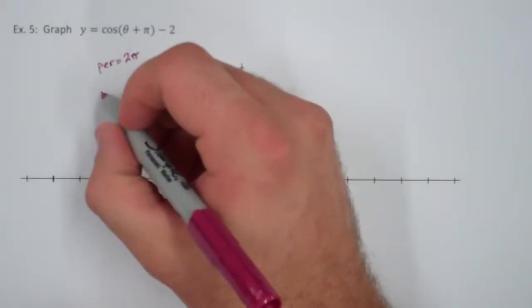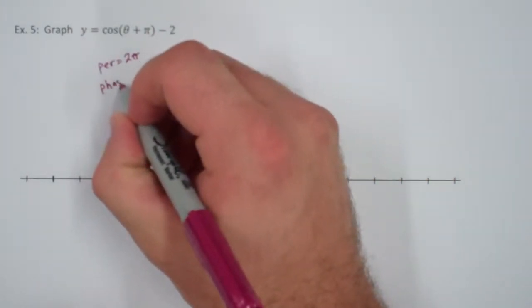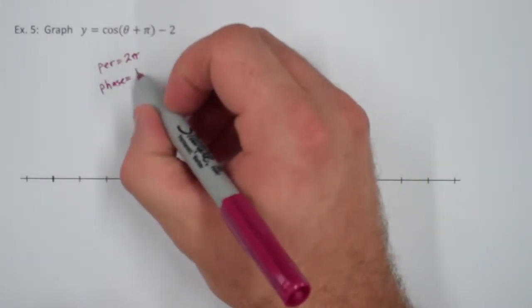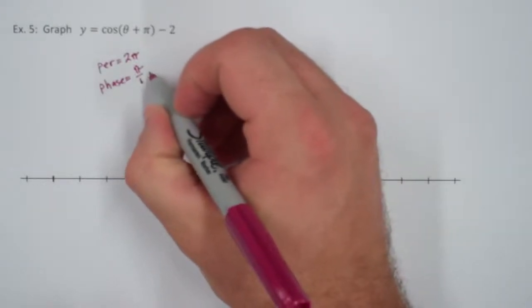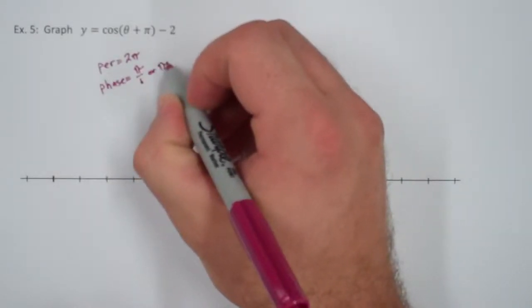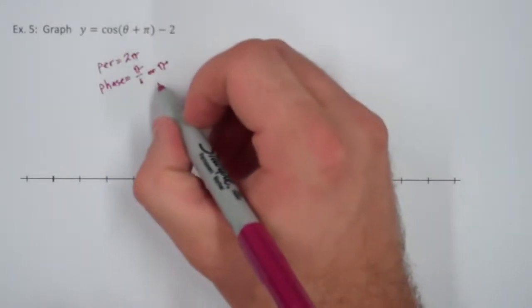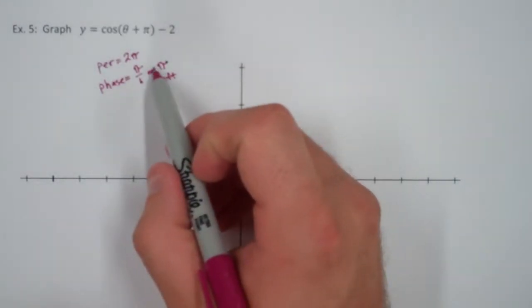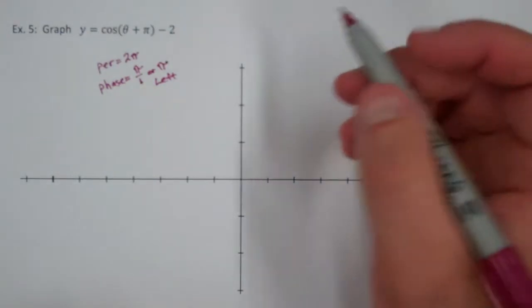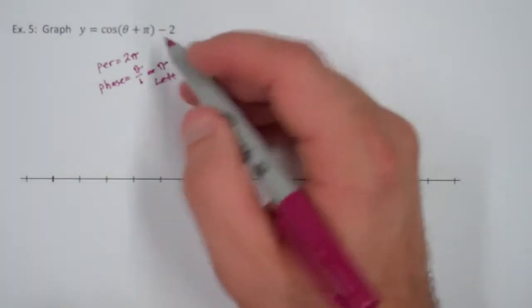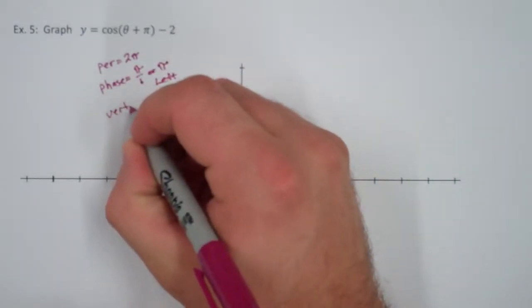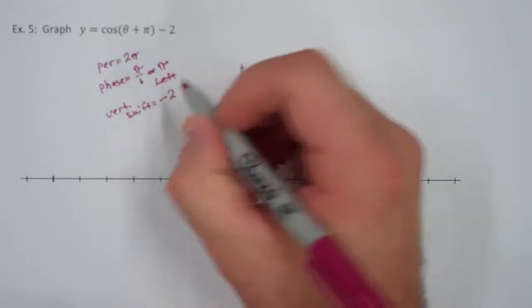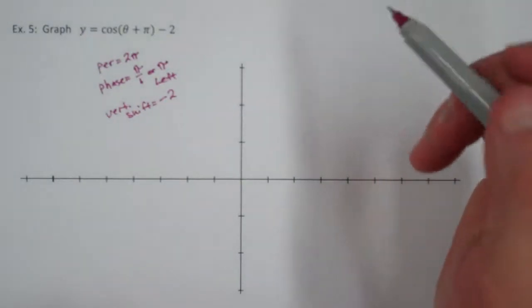Also, we need to figure out the phase shift. The phase shift is c over k, which is pi over 1, or just pi. Notice that it's a positive sign, so this is left by pi. If you want to put the negative sign here, you can do that. Minus 2, that's the vertical shift, so it's going to be negative 2, or down 2.